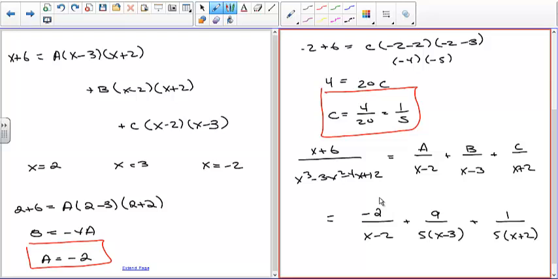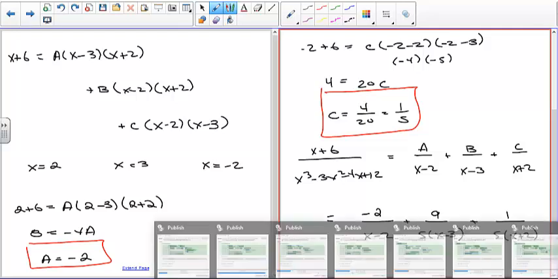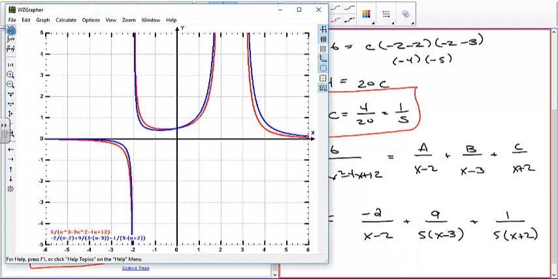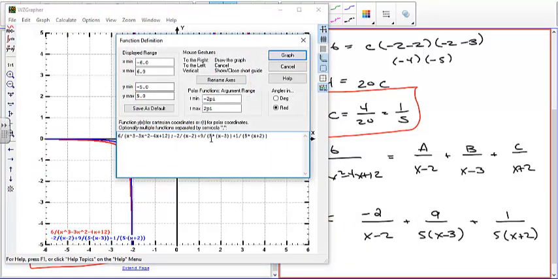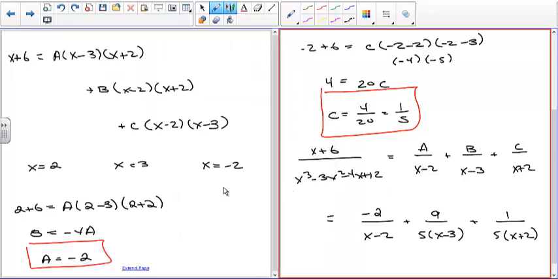I don't know. So let me pause this and think about it. Okay, so I figured it out. I forgot the x. So let me just go back here and put x plus 6 in this numerator. And now we'll graph them. And you see they are the same thing. Okay, so that worked out good.